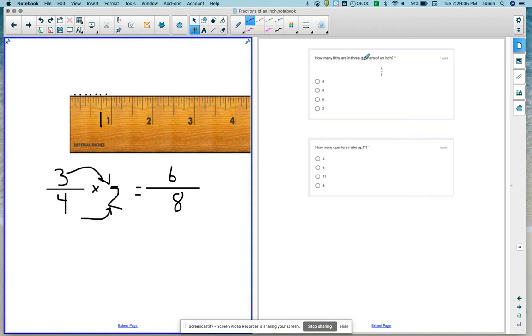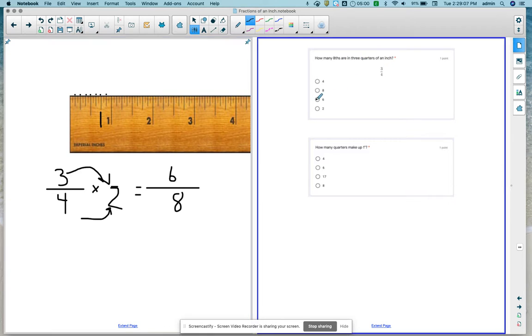So how many eighths are in 3/4 of an inch? Just like we counted a moment ago, we would have 6.